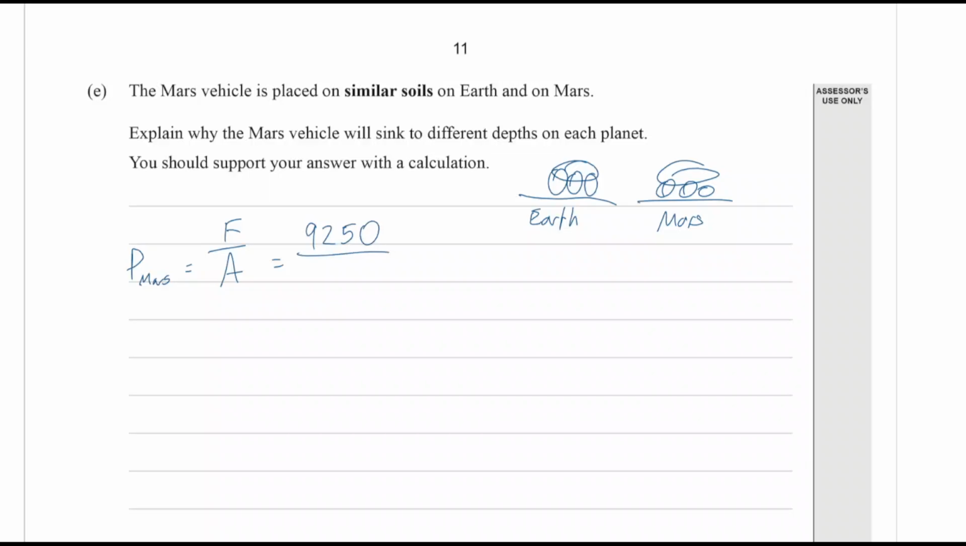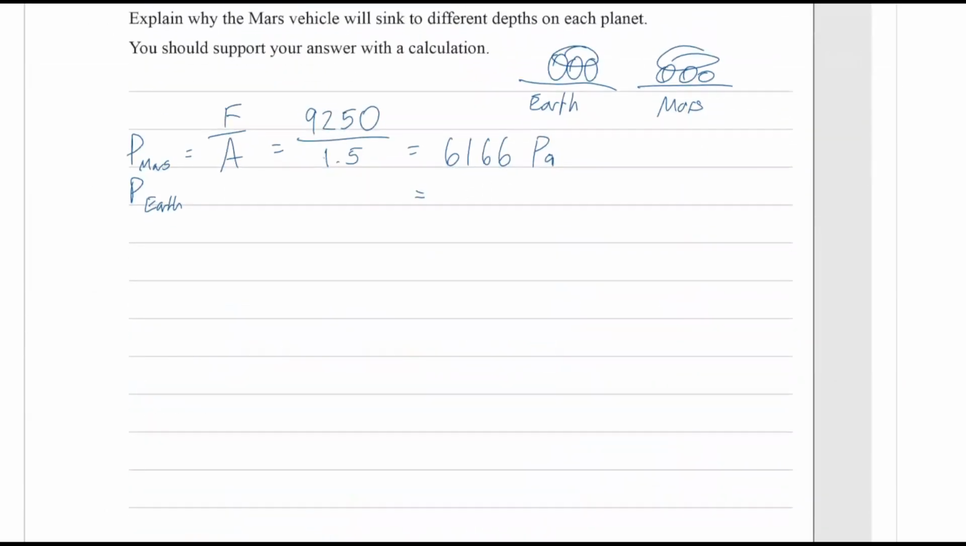However, they do have the same area of 1.5 meters squared, which gives a pressure of 6,166 pascals. Whereas from before, the pressure on Earth, we found out that was 16,000, yep. So almost 10,000 pascals greater.